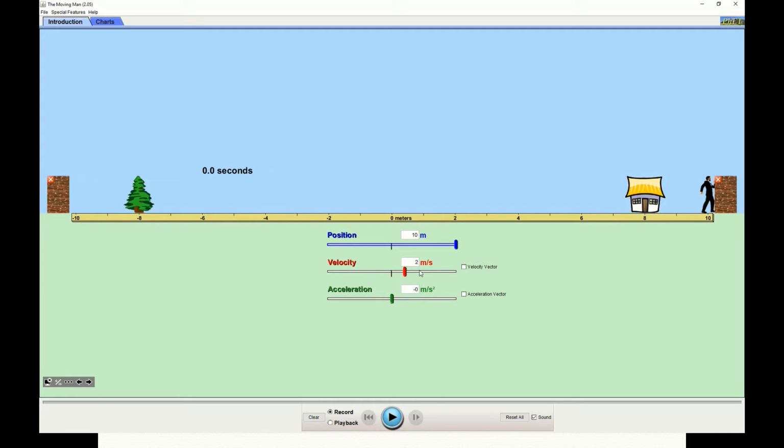We'll start him right at 10, and we'll make him go backwards. So to make him go backwards, we just need a negative speed. So we'll make him go negative 2 meters per second backwards. We'll push play. And then we'll do our playback. At 1 second, he's at 8. 2 seconds, he's at 6. 3 seconds, he's at 4. 4 seconds, he's at 2. And at 5 seconds, he's at 0.